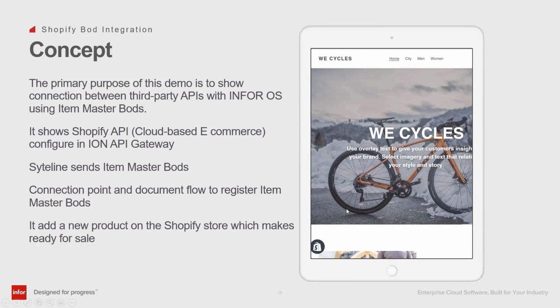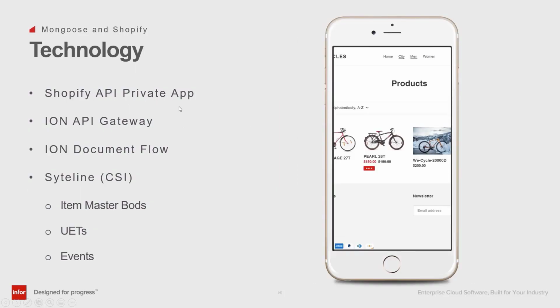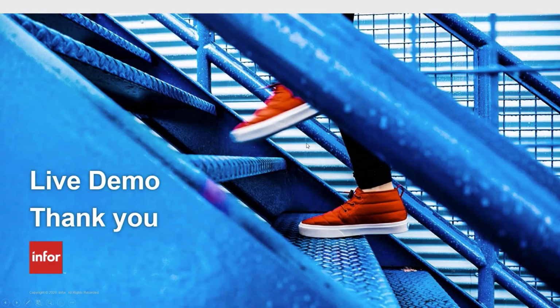This is the Shopify store which I have created, called vCycles. The technology which I use here is the Shopify API, Iron API gateway and Iron document flow, and of course Sideline as an ERP. Sideline sends the item master bot, it has a couple of UIDs, and it's using a couple of events to send those bots. So let's begin the live demo.